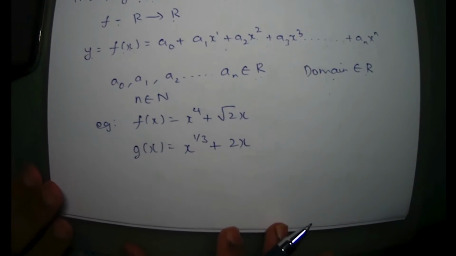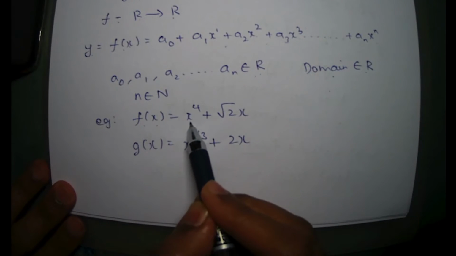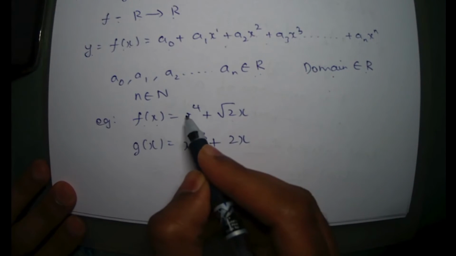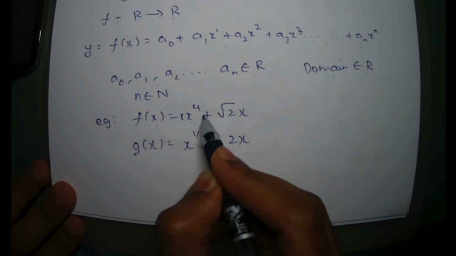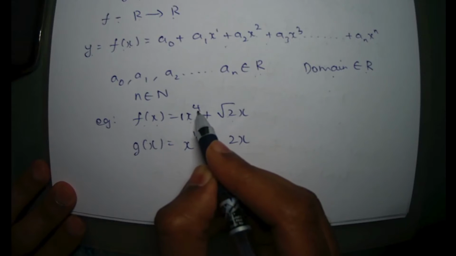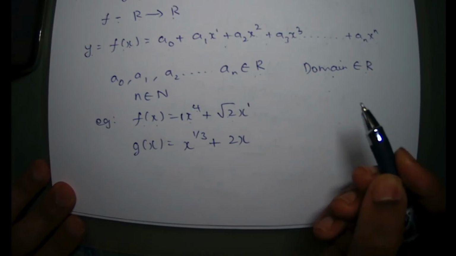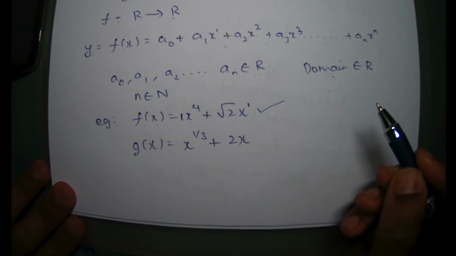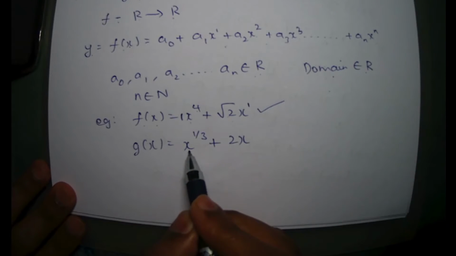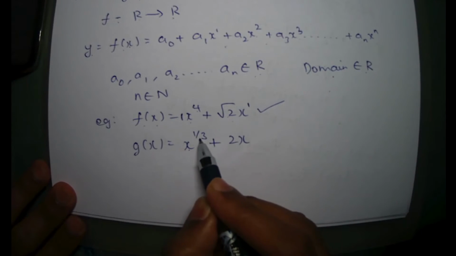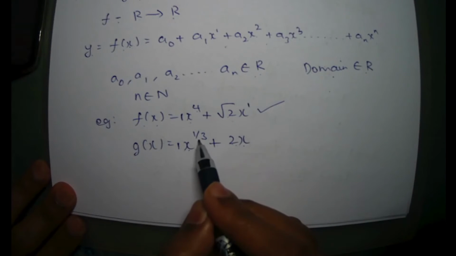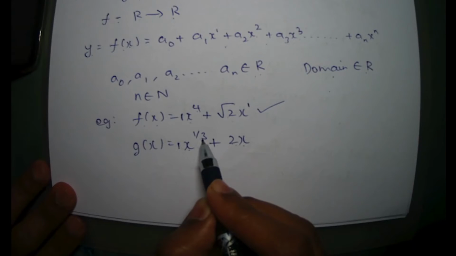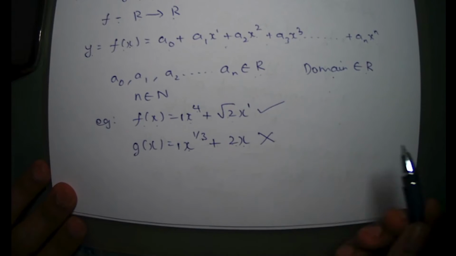Let's see two examples here. We have f of x is equal to x power 4 plus root 2x. We see that a naught and a2 are real numbers, which are root 2 and 1, and we see that x has powers of natural numbers. We have 4 here and we have x power 1 here. So we can say that this is a polynomial function. Here we see that we have x to the power 1 by 3 plus 2x. We see that a naught and a1 are 1 and 2, but here the power of x is a fraction, which is 1 by 3. The power of x cannot be a fraction or any decimal, so this is not a polynomial function.